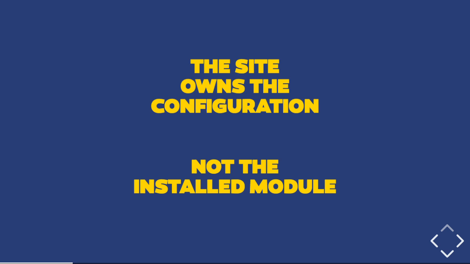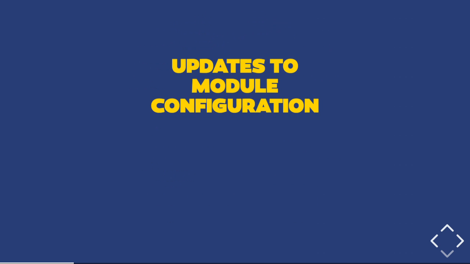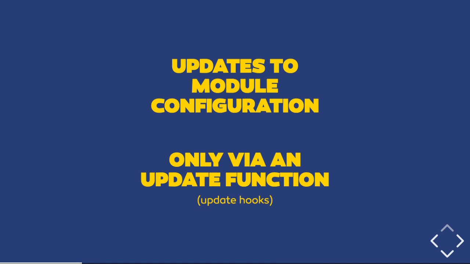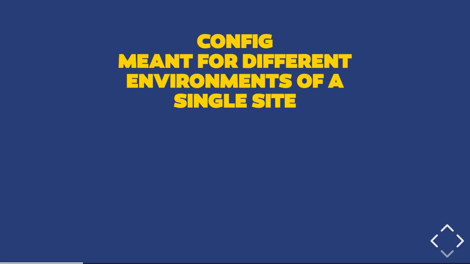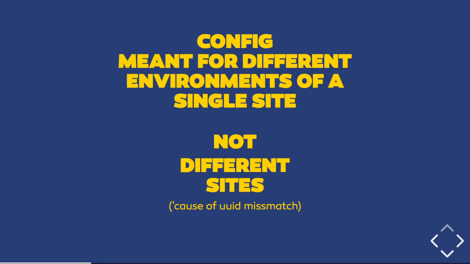But you have to always keep in mind that the site owns the configuration, not the installed module. Meaning, updates to module configuration can only happen through update functions, so-called update hooks, which we will hear next about. But you also have to keep in mind that this kind of configuration we are talking about is meant for different environments of one single site. It's not for different sites. It's not for so-called multi-site installation because we will have UUIDs mismatching. So different content will generate different UUIDs, and this will not work with different configurations.